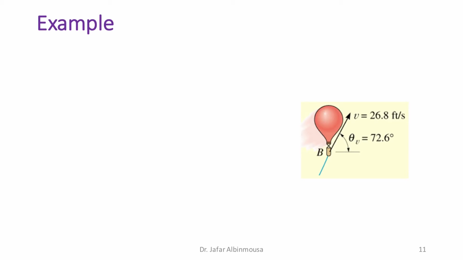Now, to determine the velocity, we need to find both x and y components, vx and vy. So vx is going to be x dot, which is the time derivative of the function x, which is 8t. And this is going to give us 8 feet per second. So the velocity in the x direction is constant. It's not a function of time.